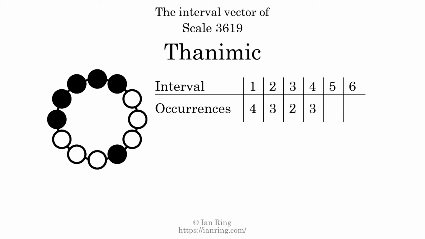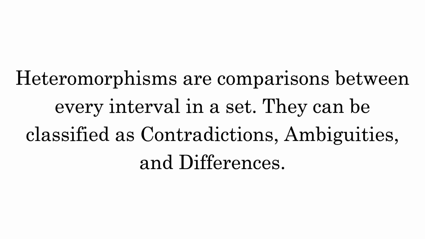There are 3 intervals with a size of 4 semitones. They are here, here, and here. There are 2 intervals with a size of 5 semitones. They are here, and here. There is 1 interval with a size of 6 semitones. It is here. Each interval does not appear in this scale a unique number of times, so this is not a deep scale. Heteromorphisms are comparisons between every interval in a set.